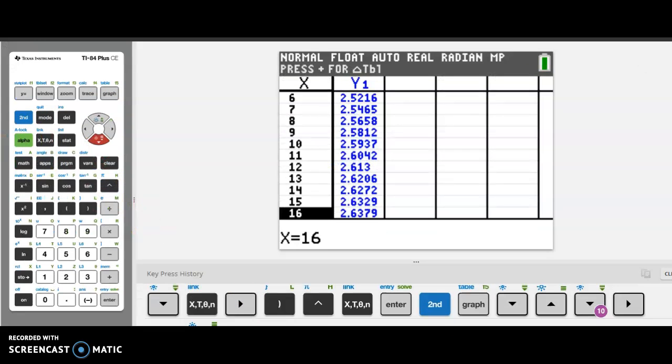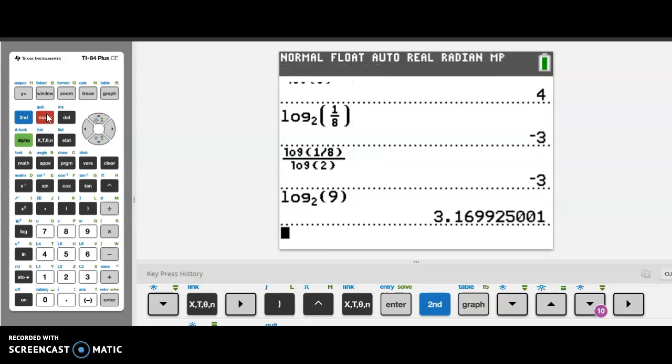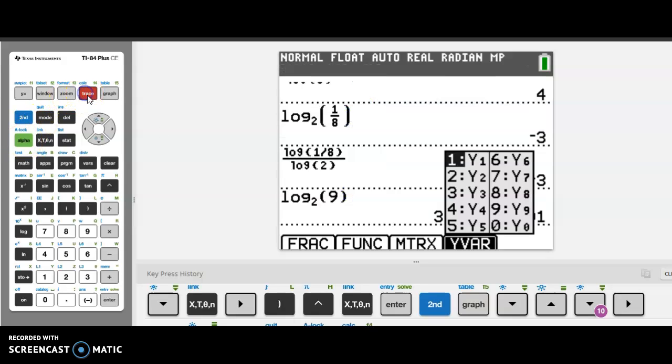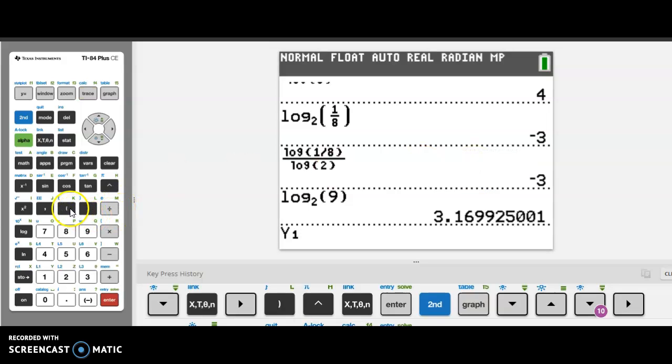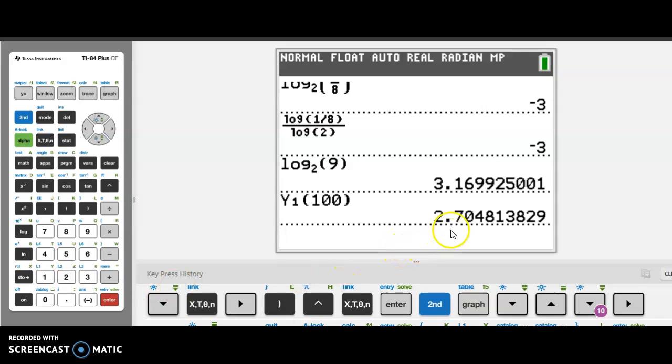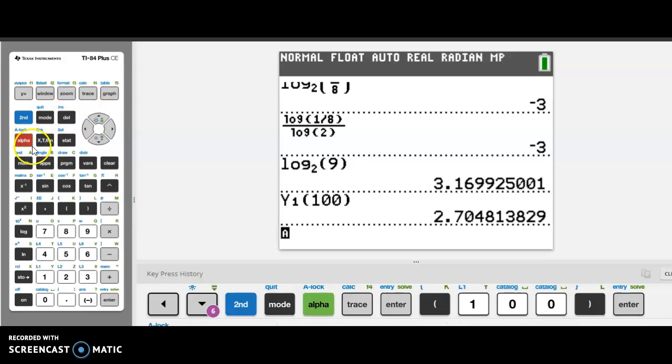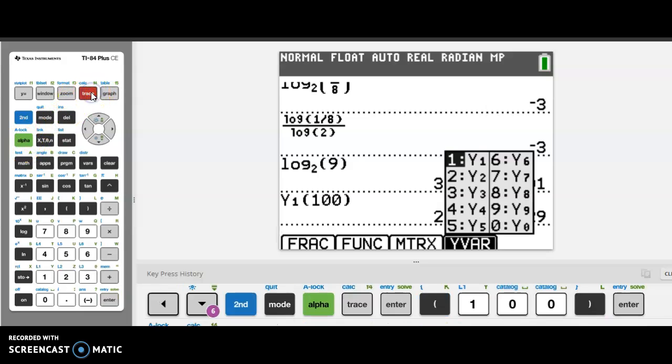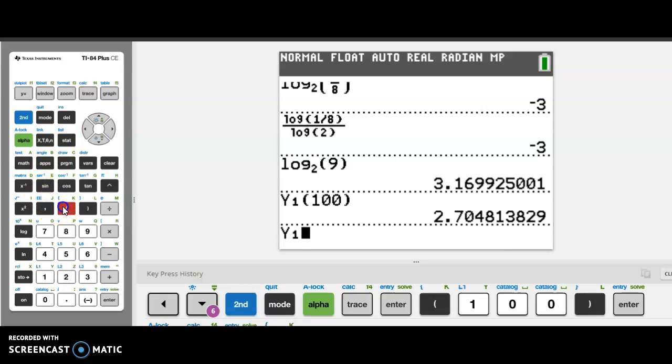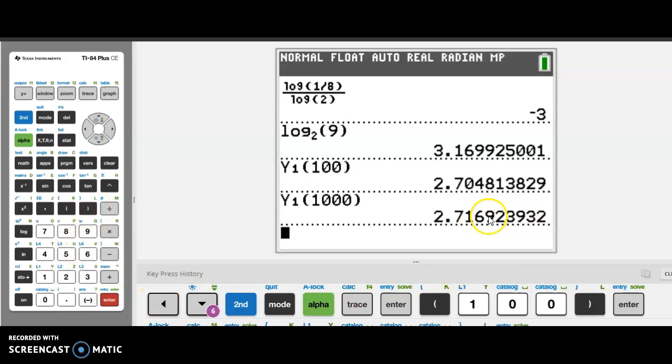So this is the trick I wanted to show you: quit out of that screen, and if you hit alpha trace, you can actually grab one of those equations. We typed it into y1, so I'm going to hit enter on y1. And then in parentheses, I can just type in whatever number I want for x, and you get about 2.705. I'll show you the buttons again. It's alpha trace to grab that equation, and then in parentheses, we'll do 1,000. And we get this number.